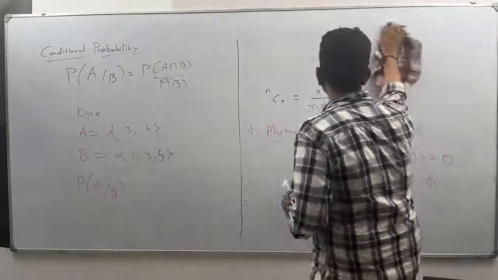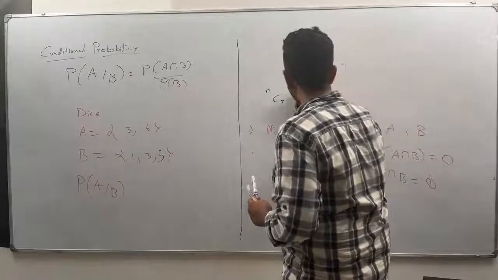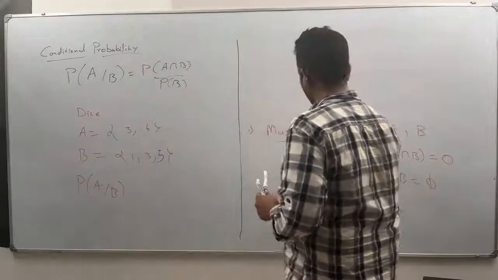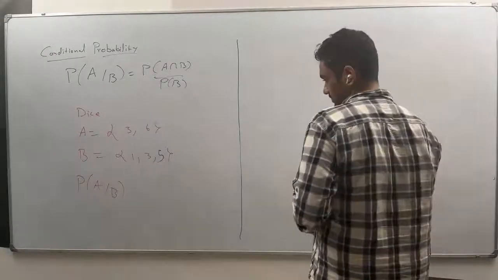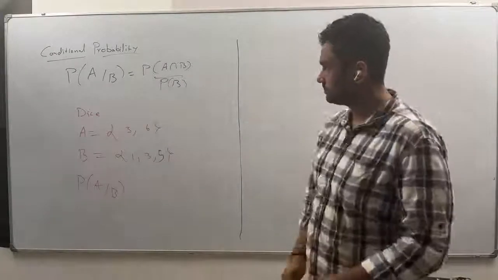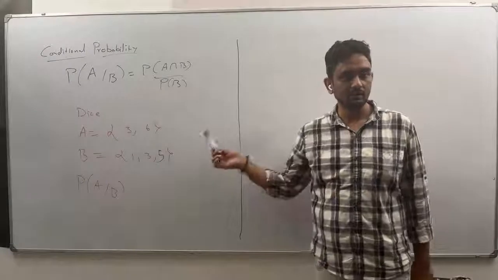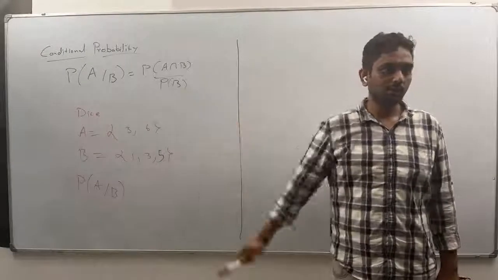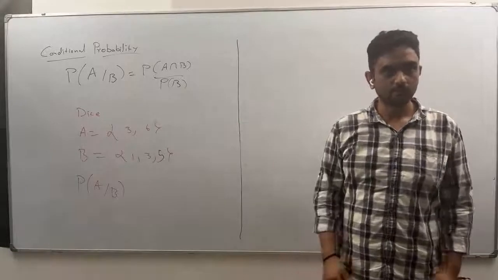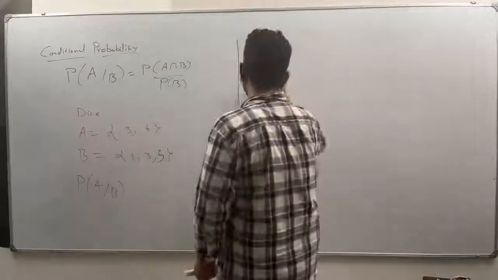Why 1 by 3, Murugasan? Because A intersection B is only 3, sir. Only one element, 3. And the total are 3. So 1 by 3. Easy and simple. Clear? Next, we'll look into what independent events are.